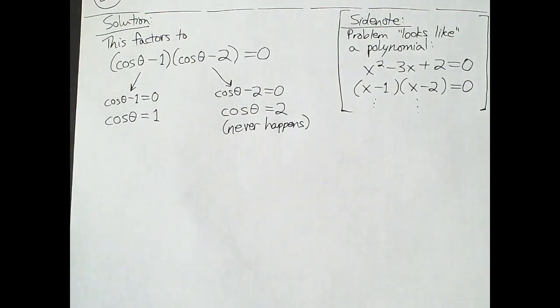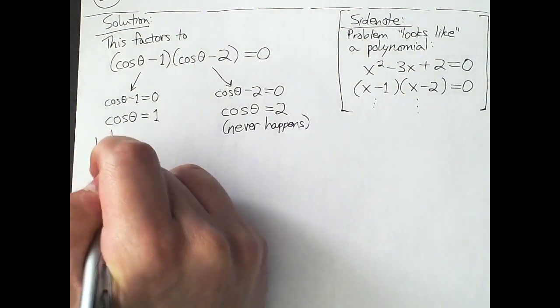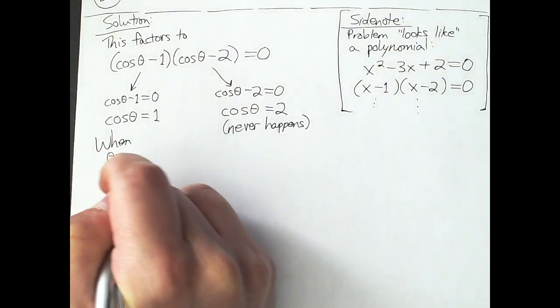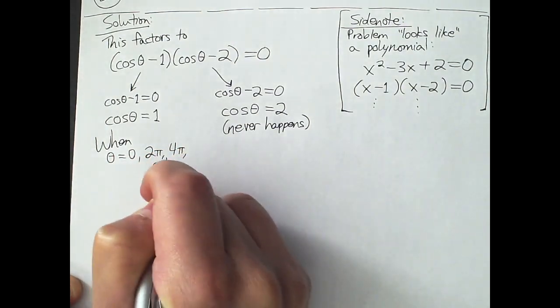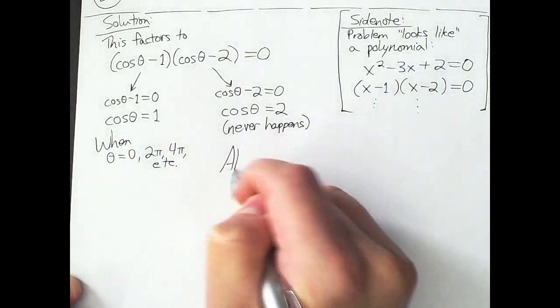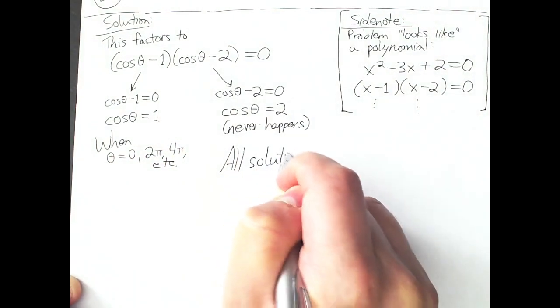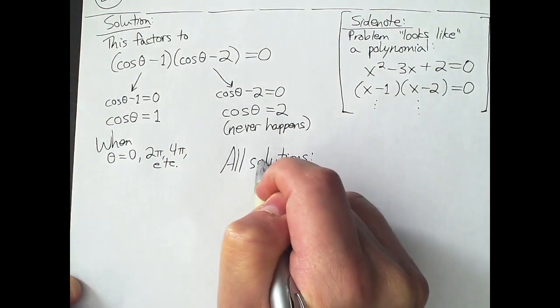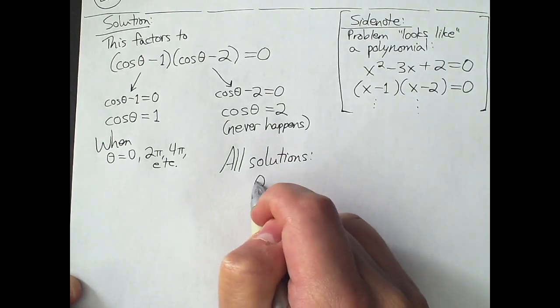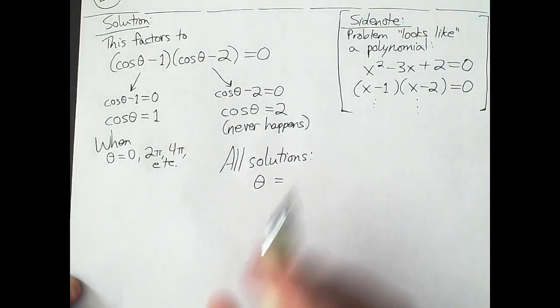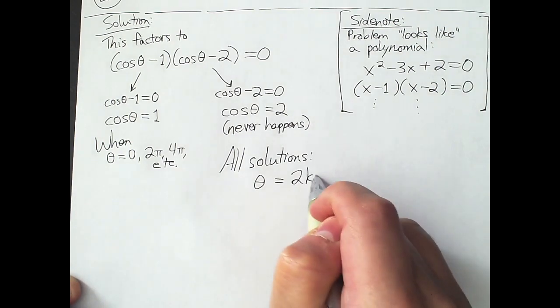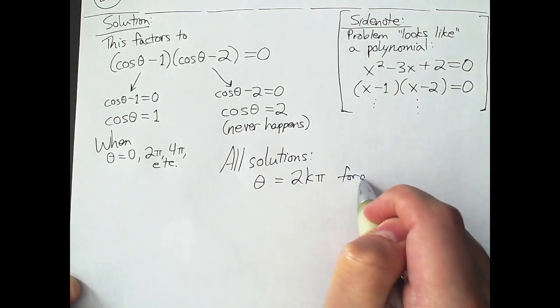Cosine of theta equals 1. All right, so this happens when theta equals 0, 2 pi, 4 pi, etc. So all solutions to this equation are going to be multiples of 2 pi, so we'll say 2k pi for any integer k.